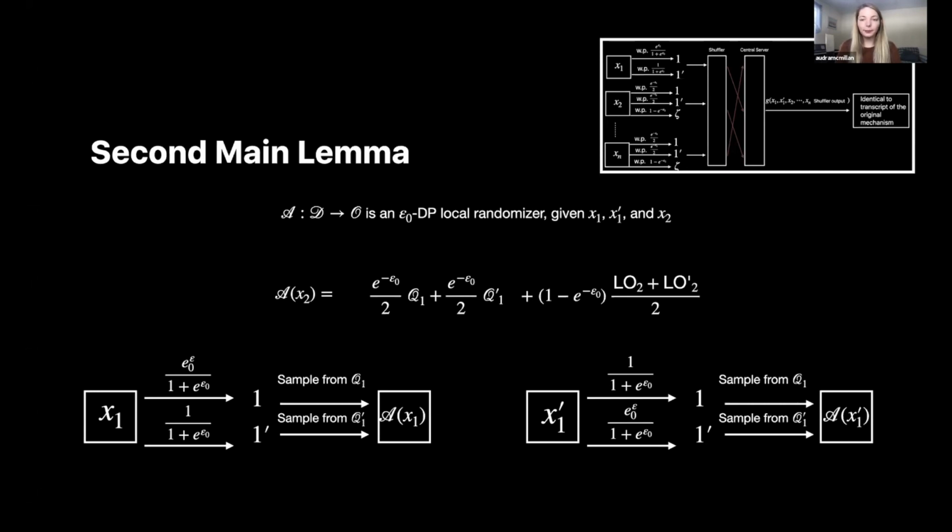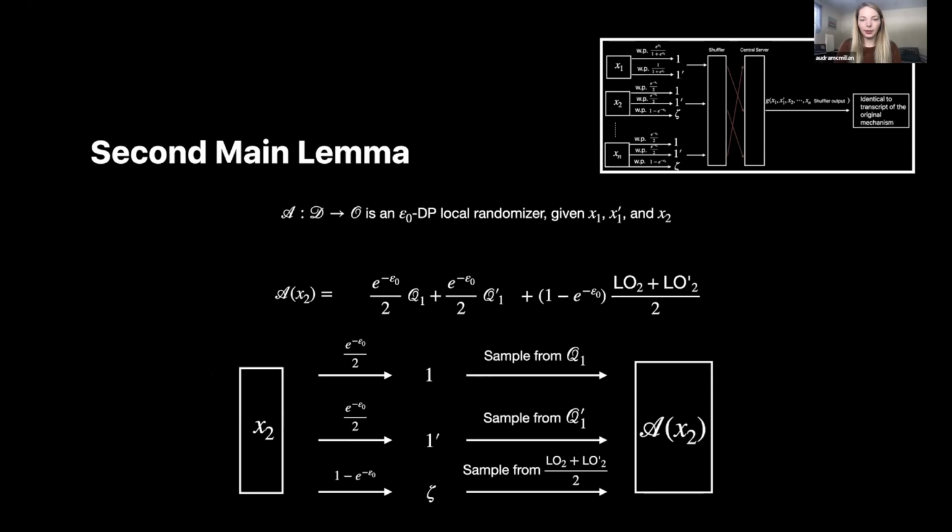Great. Okay, so hopefully I've now convinced you that this mechanism is doing something reasonable, and that on the server, all you have to do is convert these 1s, 1 primes, and zetas into samples from q1, q1 prime, and these leftover distributions. I expanded this out a little bit more here. So this is what x2 is doing.